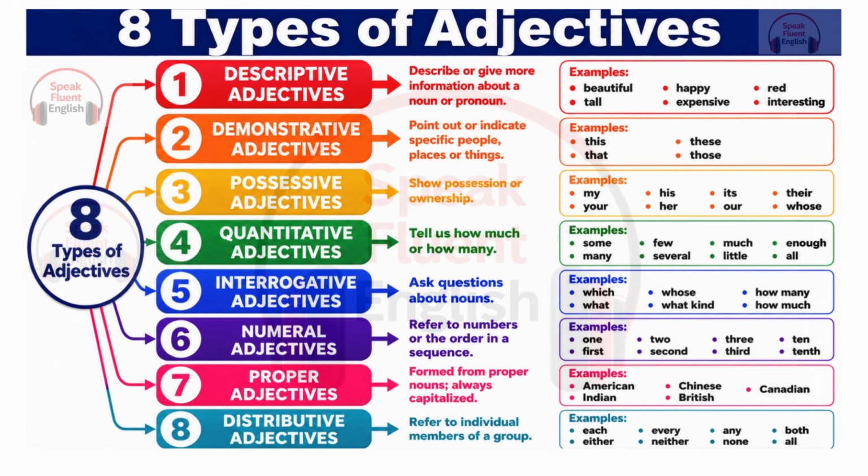How much? How much money do you have? How much water do you drink every day? Next, numeral adjectives. Numeral adjectives refer to numbers or the order in a sequence. For example, 1, 2, 3, 10, first, second, third, and 10th. Now, let's practice some simple sentences together.